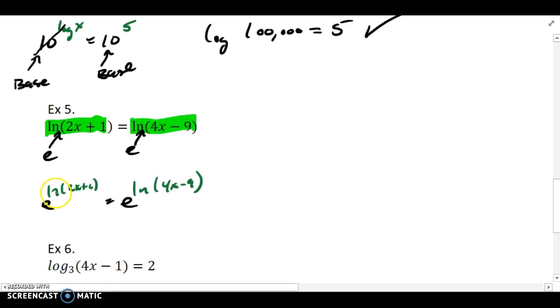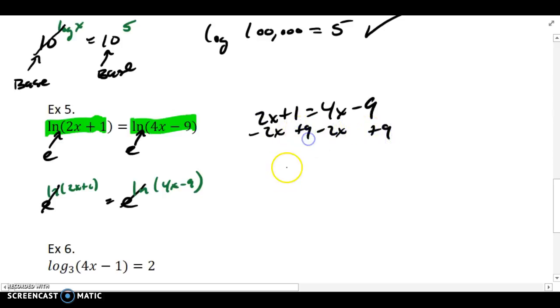What's kind of neat about this is the e and the ln's are going to cancel on both of them, so we have 2x plus 1 is equal to 4x minus 9. And then we can solve. So we subtract 2x, and I'm going to add the 9 at the same time. So we're going to get 10 is equal to 2x, divide by 2, so we get 5 is equal to x.